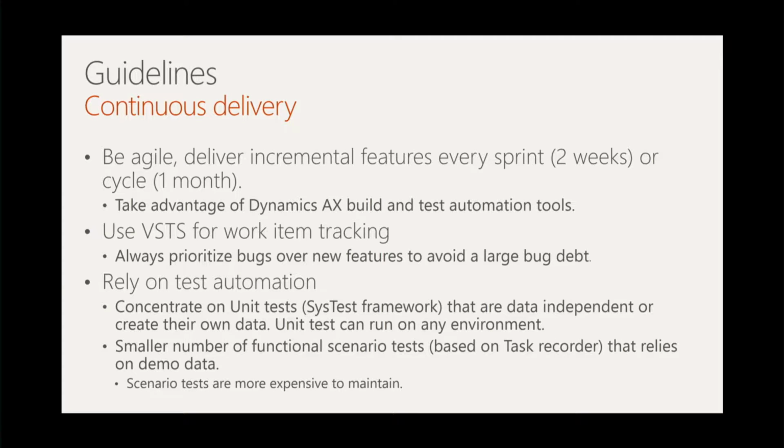Always deliver incremental features in small cycles or sprints. Typically, you can use a sprint of 2 weeks or a cycle of one month. And as you do this, take advantage of the build automation tools that we provide you. It keeps your quality in check, and it makes sure at any given time you actually have a build that works. Use VSTS for work item tracking. Don't simply use it as a source code repository. And always prioritize bugs over features.